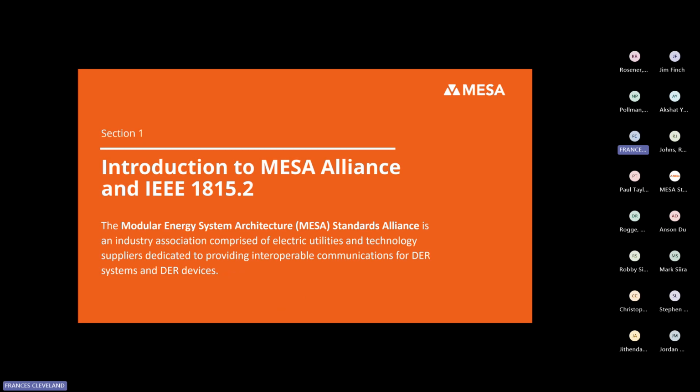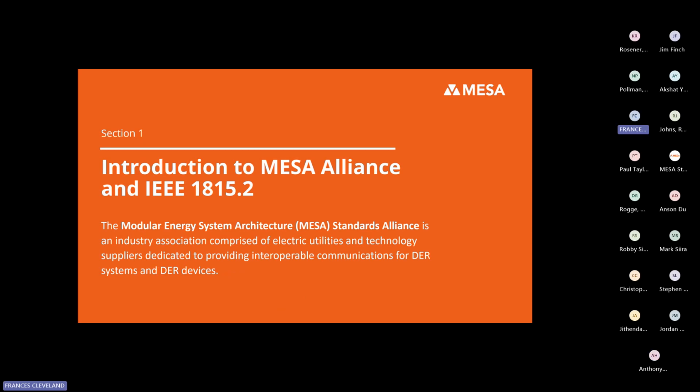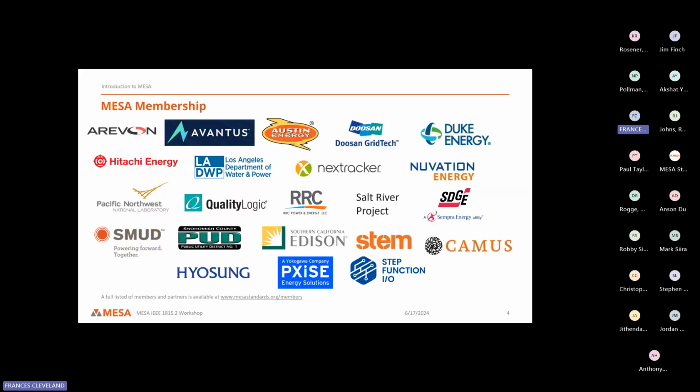So introduction. MESA is the Modular Energy System Architecture Standards Alliance. It's an industry association comprised of electric utilities and technology suppliers. And this is an image of the icons for all of the different members that we have so far. As you can see, there's a very good mix of utilities as well as the manufacturers and vendors and integrators of these systems.